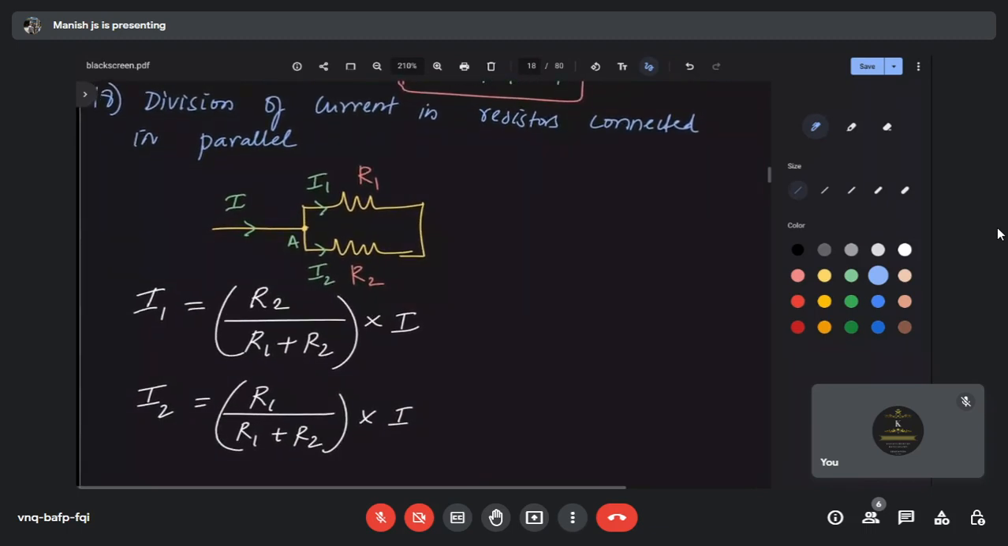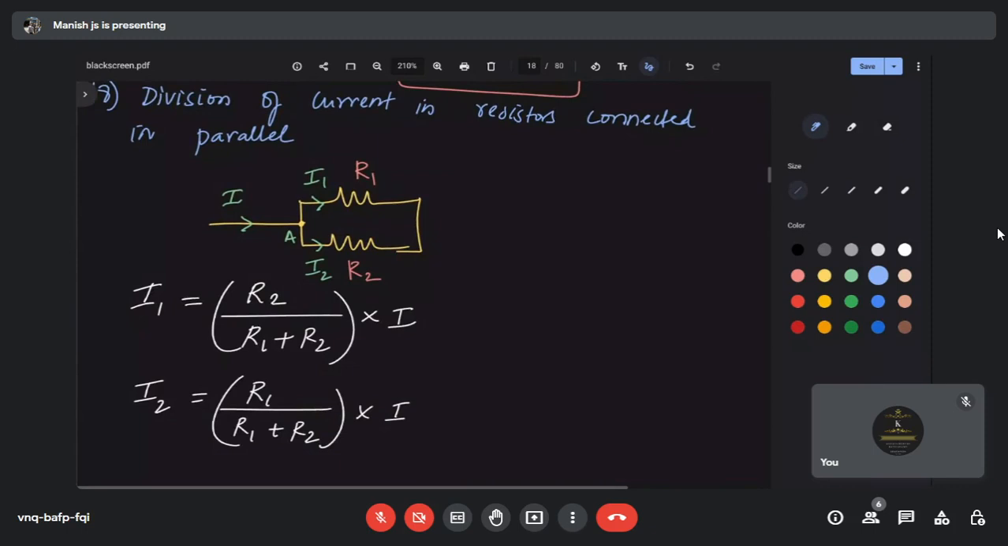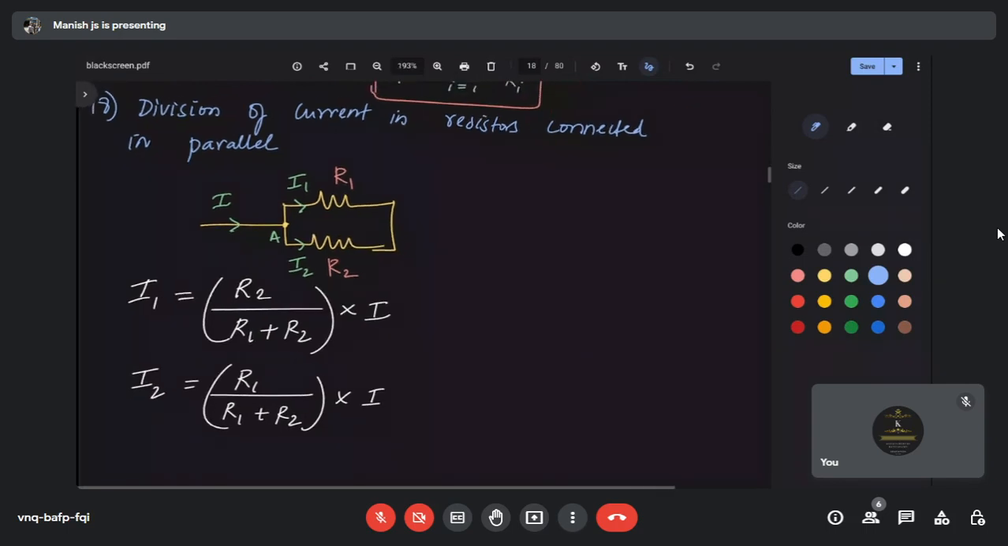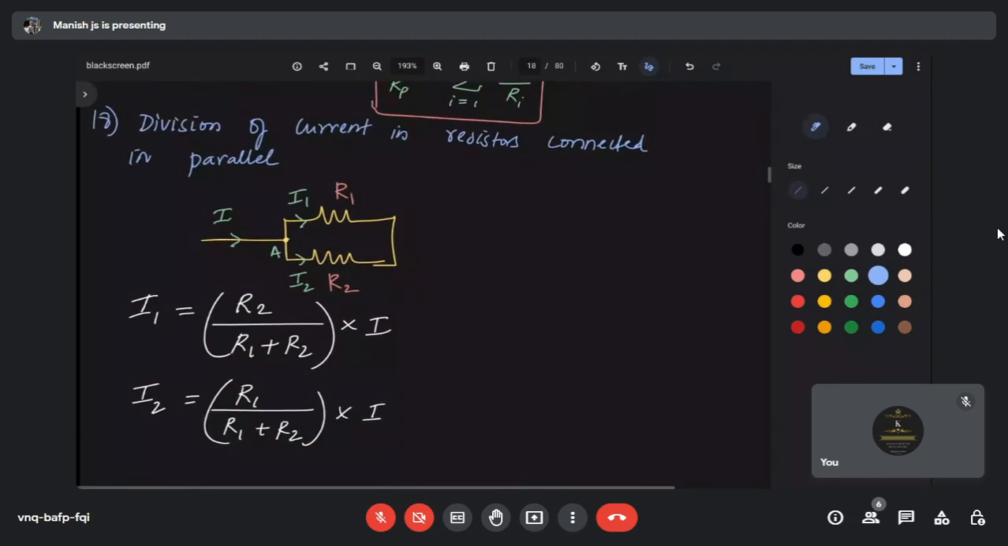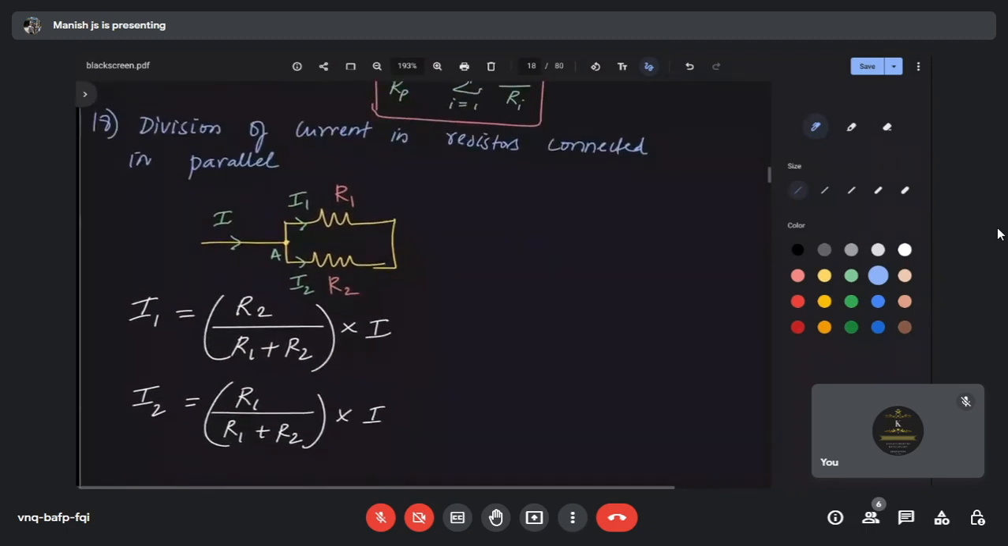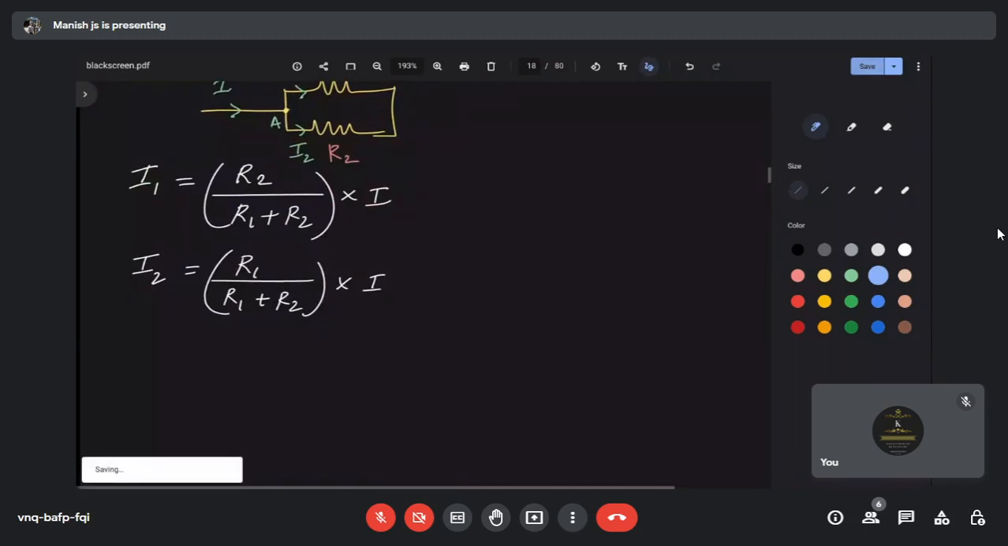This is very useful for solving questions whenever you have a circuit where two resistors are in parallel. You can find out accurately the current flowing in each one of them, even without using the laws, directly in one step. And moving on to the next one.